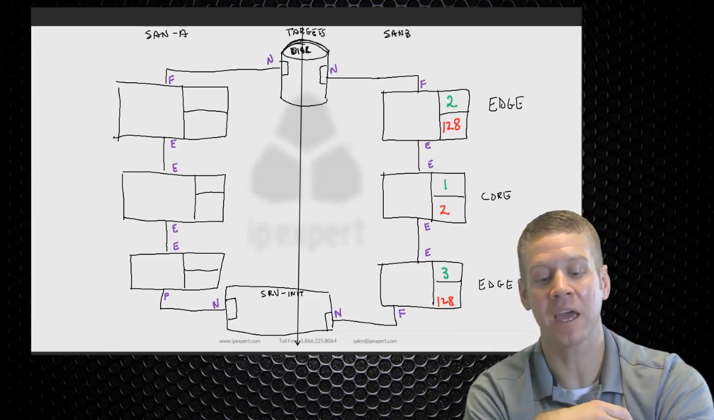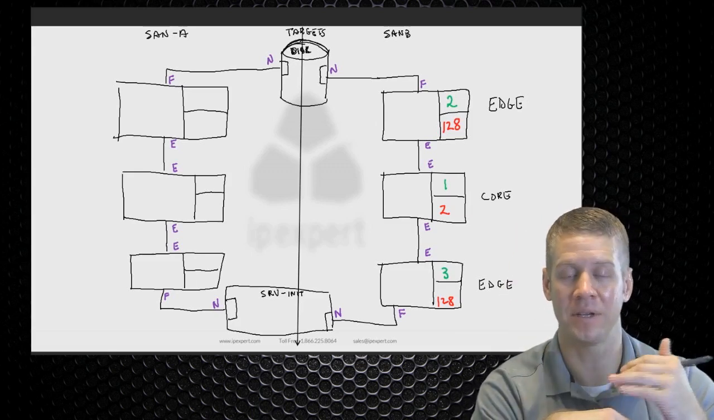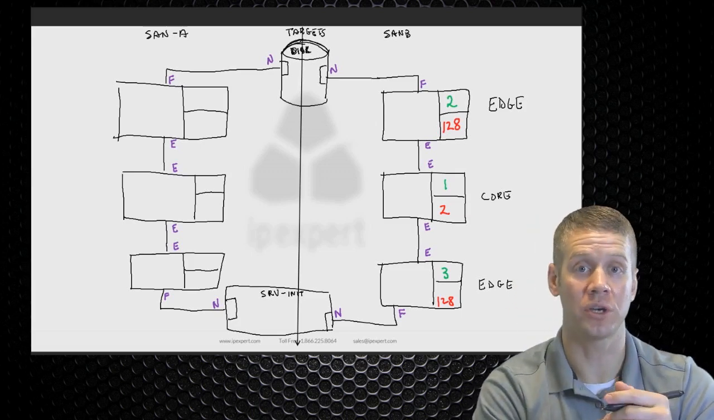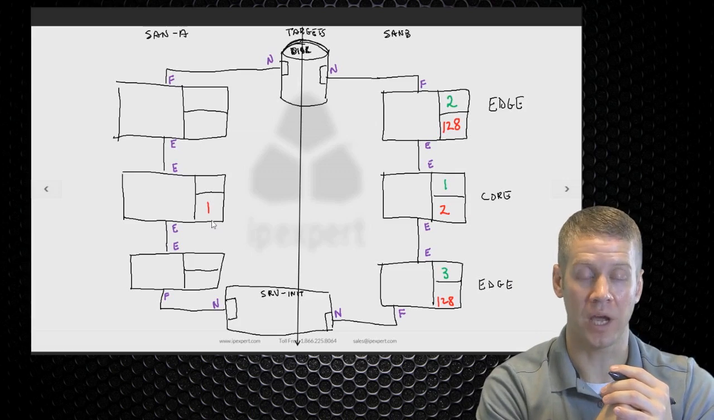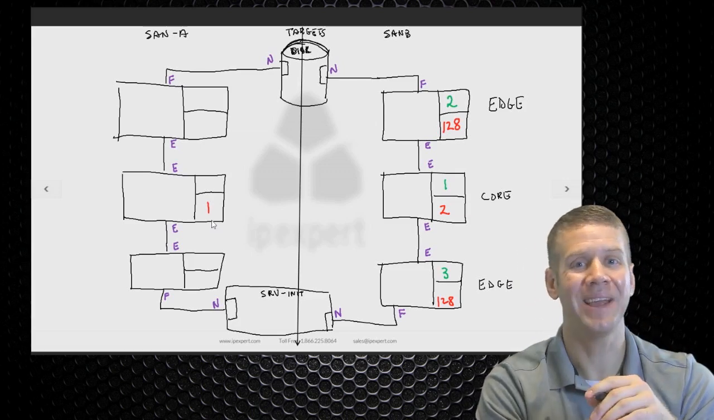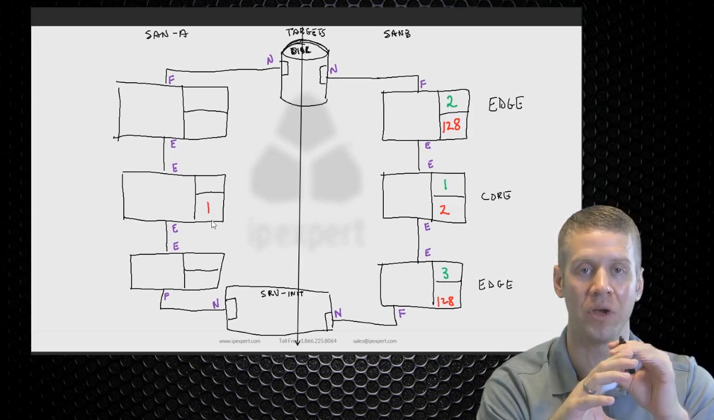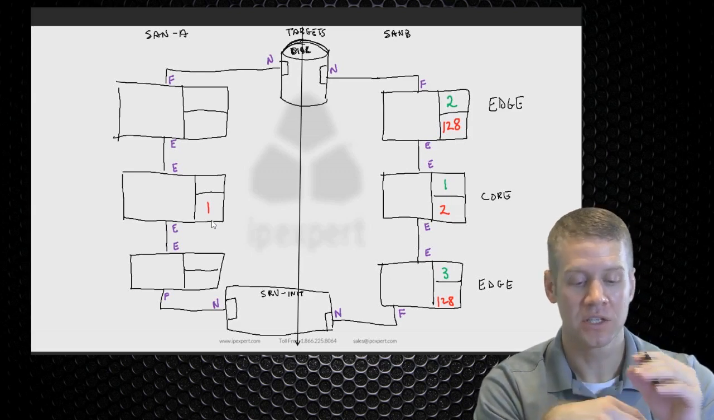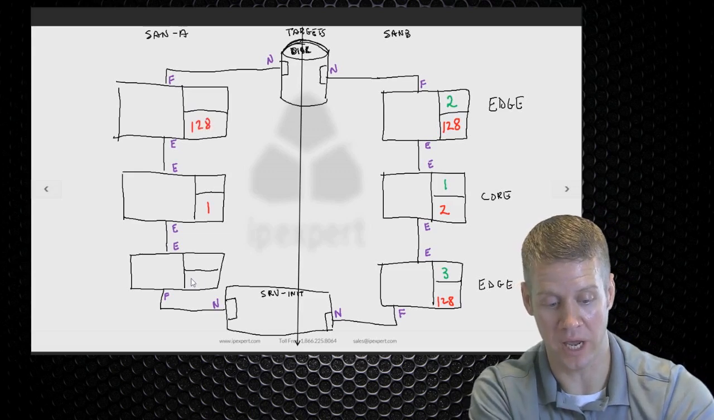Again, we could statically set the priority. We as the admin could come in and say, I want this core switch on fabric A to have a priority of 1. So we statically set that priority to 1 to guarantee that it will win that election. The other switches are going to default to 128.